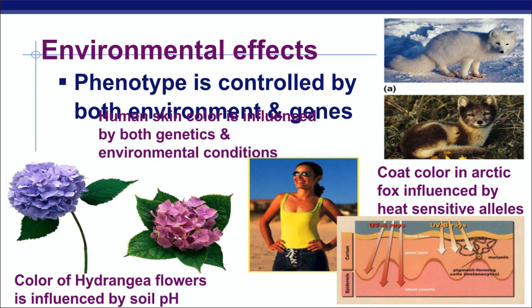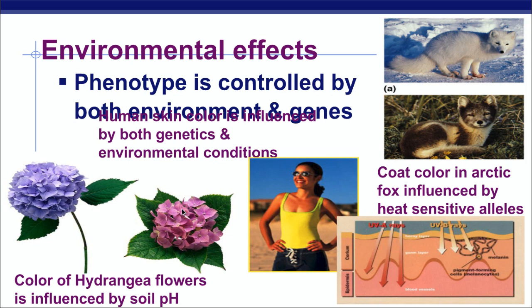The color of the skin is controlled by both genetics and environmental conditions. So if you're looking at getting a tan, for instance, you know that the color of the skin will change colors depending on the exposure to sun. And so you have one component that's genetically predisposed for your skin color, but it can also change within that.